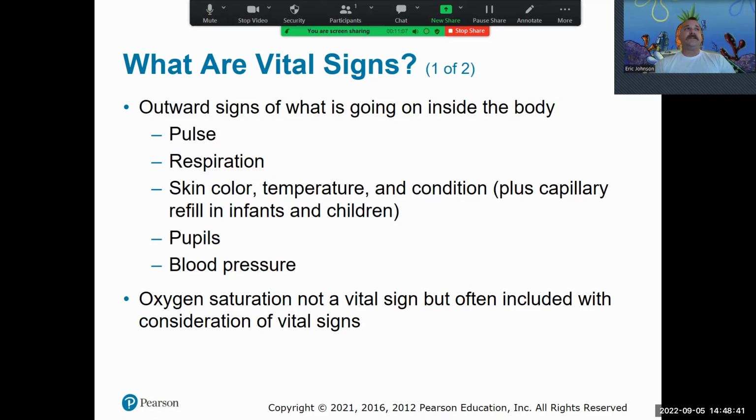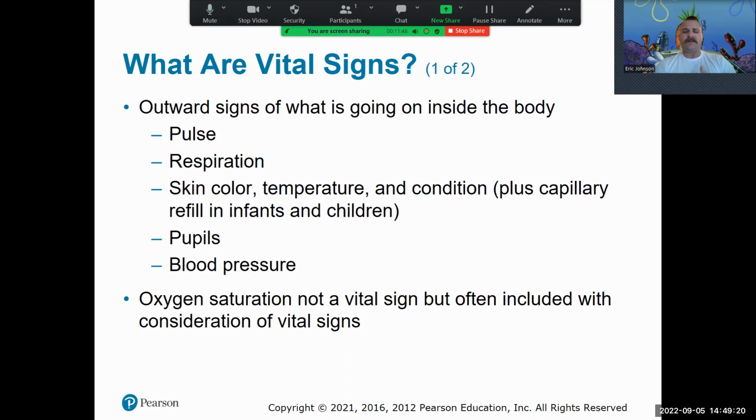Skin color, temperature, and condition is definitely a vital sign that I think gets overlooked a lot, and I want to talk about that, and we will, but it's one that you can do as you arrive on scene. And pupils is one that, in the most recent years of the publication that we use, has been much more of a focus. That's really as a result of trying to figure out what's going on up here in the brain. We're looking for neurological response. Down here, there's a bullet point that says oxygen saturation is not a vital sign, but is often included with consideration of vital signs. And that is an excellent way for us to segue.